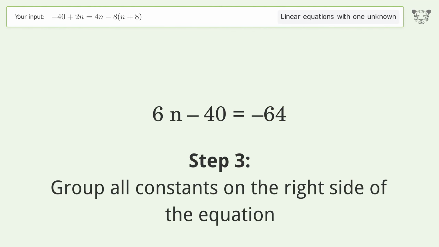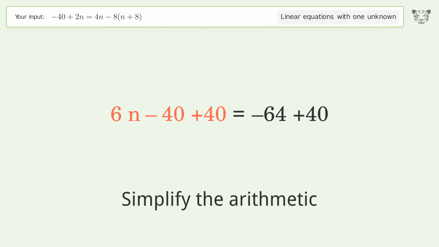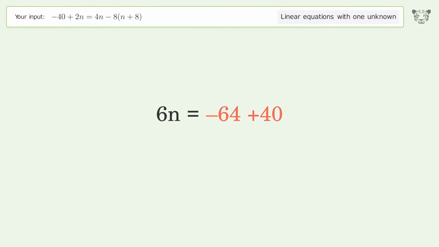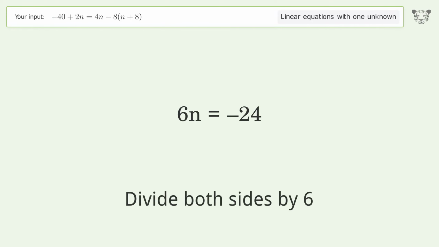Group all constants on the right side of the equation. Add 40 to both sides. Simplify the arithmetic. Isolate the n. Divide both sides by 6.